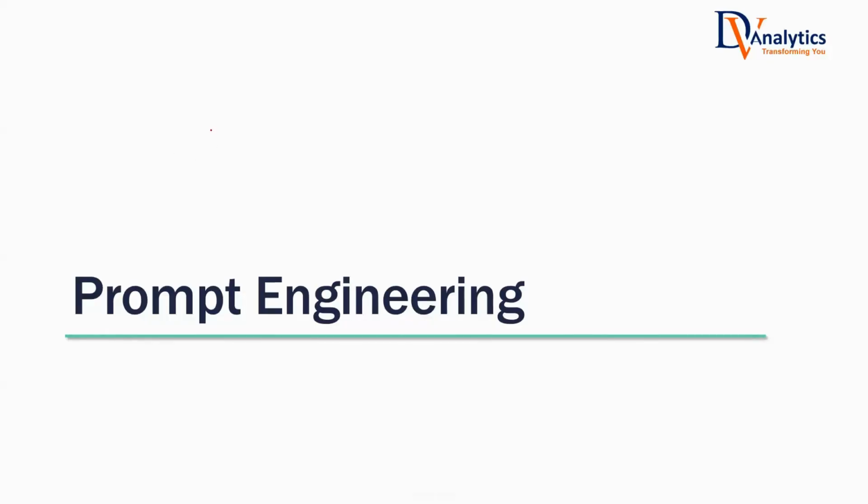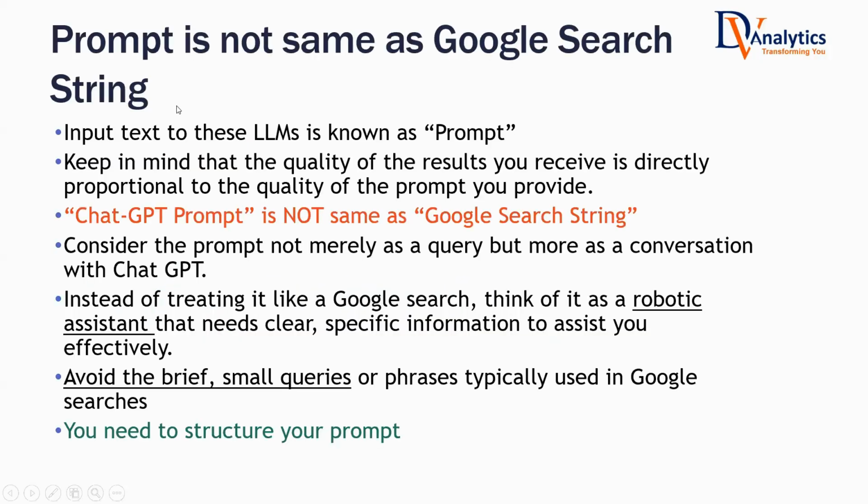Now, these large language models are quite powerful, but it doesn't mean that they will always give you the right output. You have to give a proper prompt. If you don't give the right prompt, meaning the input, you have to give the input accurately. If you don't give the right prompt, then you will not be able to get the right, accurate output. So the first thing we need to realize here is that a prompt is not the same as a Google search string.